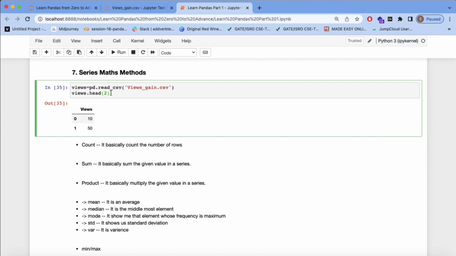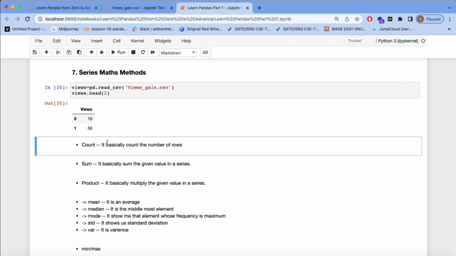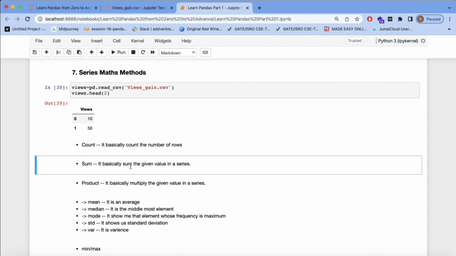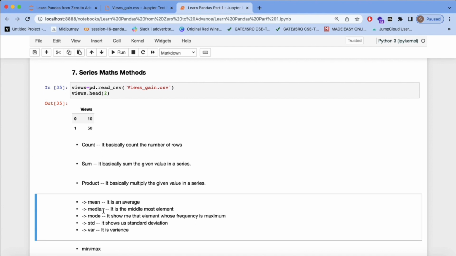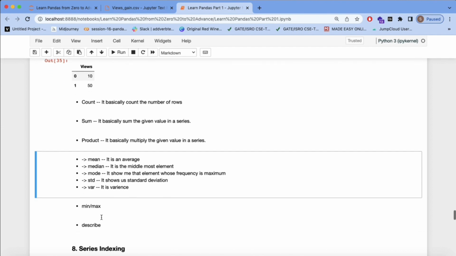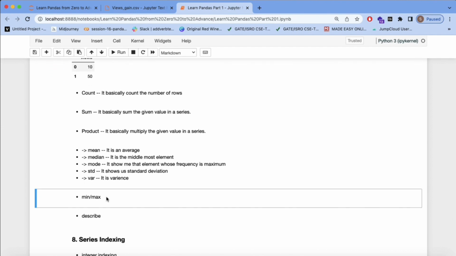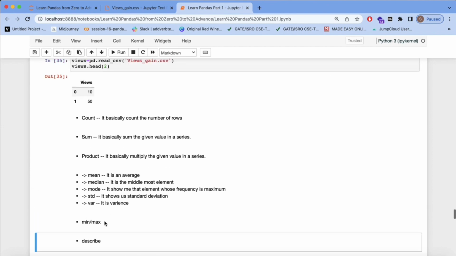So if I want to know what the methods related to mathematics are, the first important one is count. It basically counts the number of rows in that particular data set. The second one is sum. It basically sums the given numbers or values in a series. And the third is product. The fourth is mean, median, mode, standard deviation, variance, and the last is minimum and maximum and describe. So let's start with count.